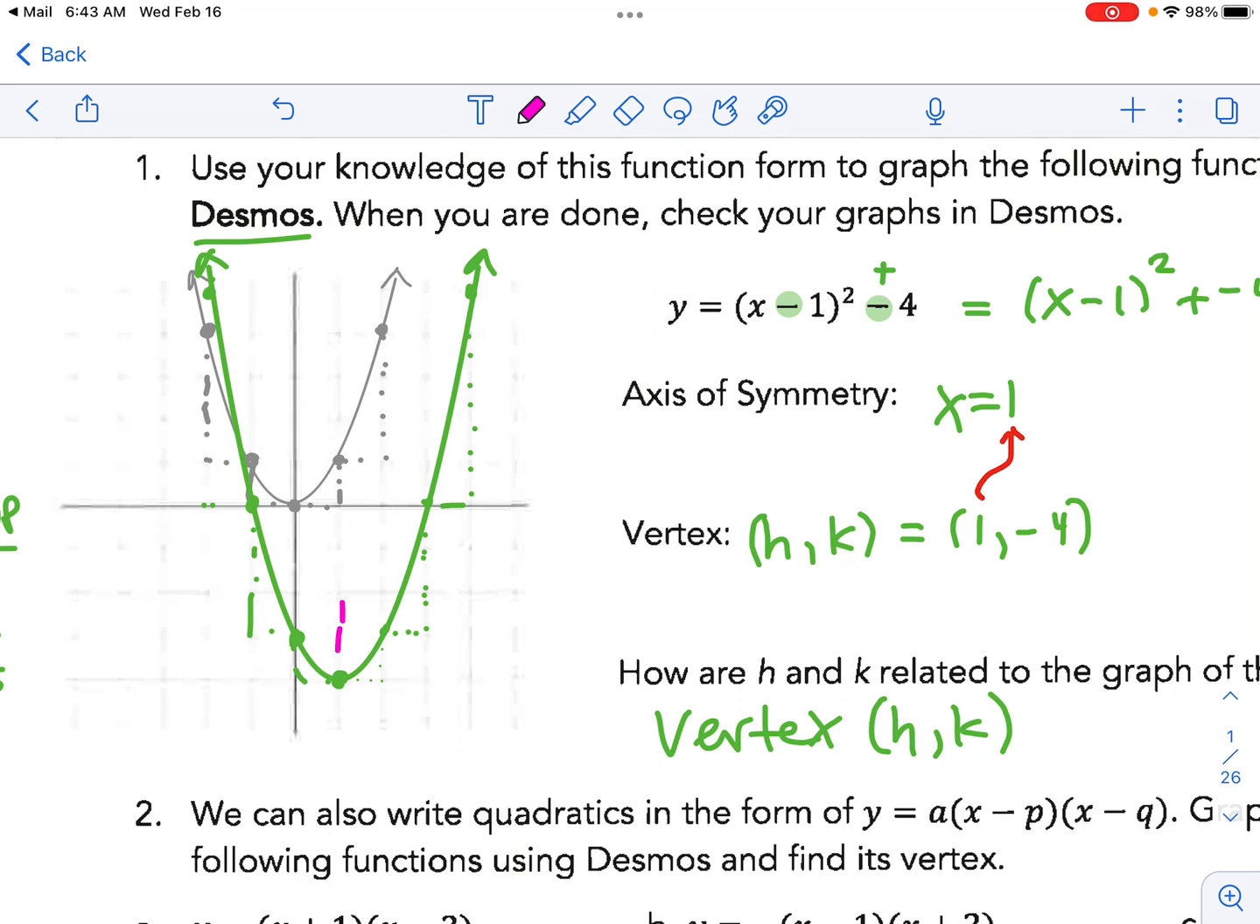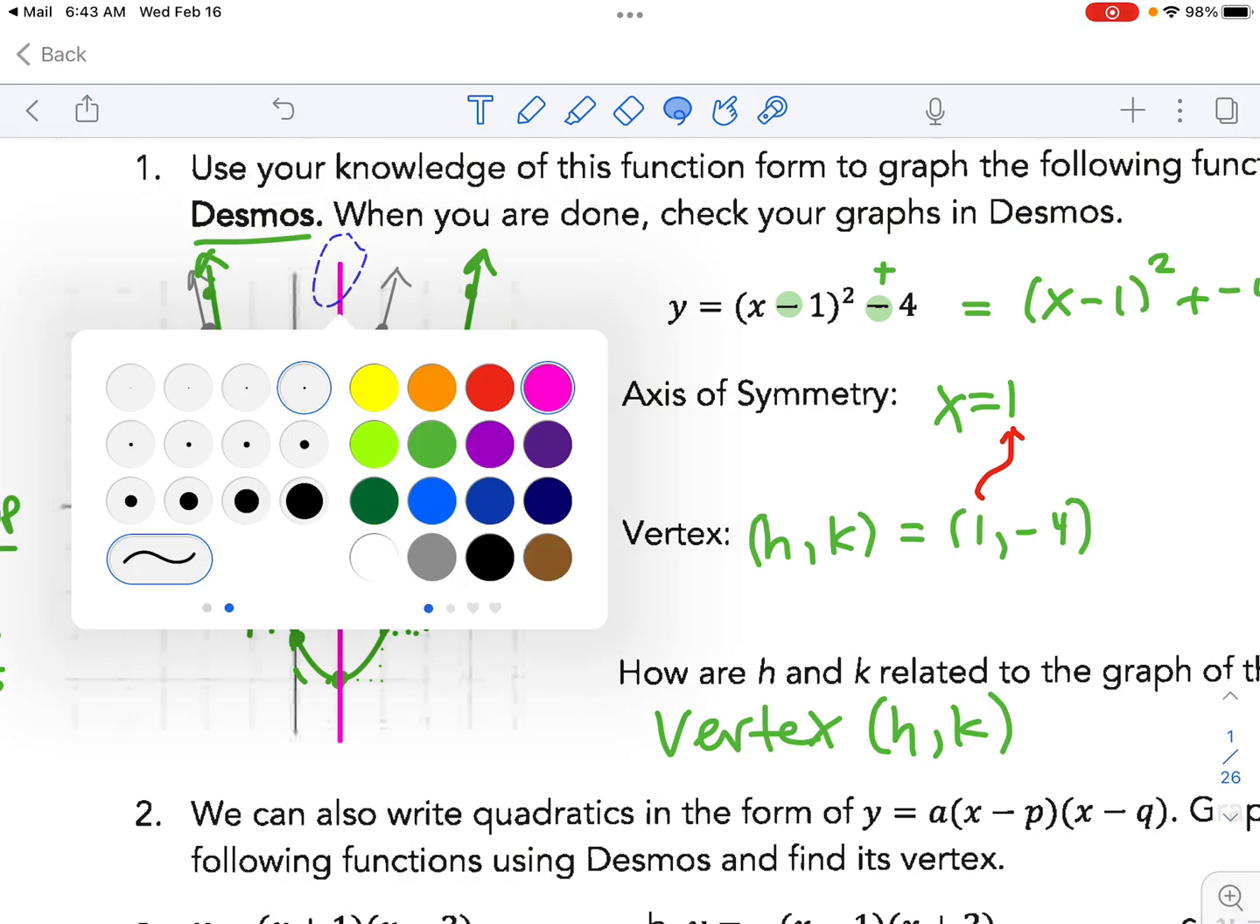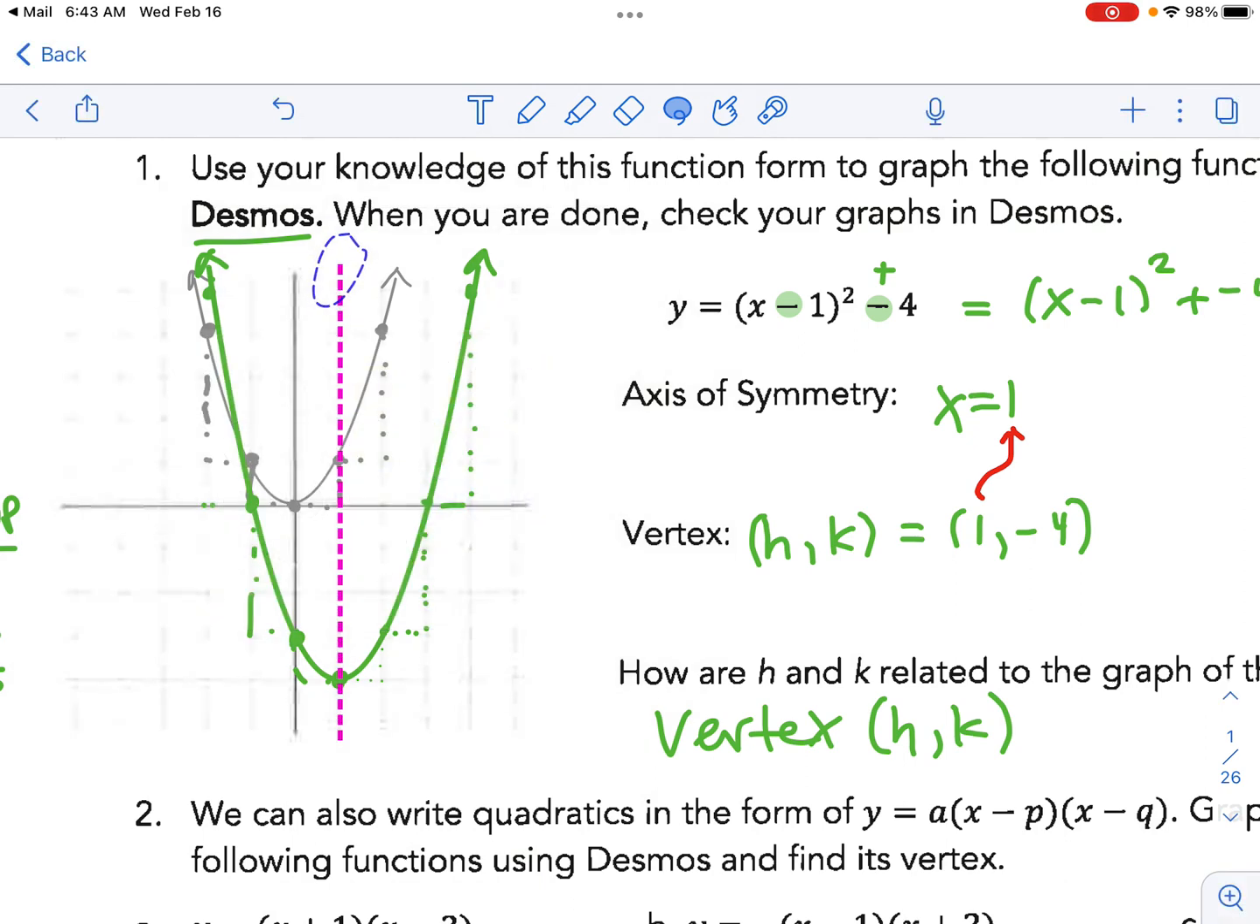In fact, I think I'm going to redraw that line. Make it a straight line and come back and format that line to be dashed. There we go. So there's our line of symmetry.